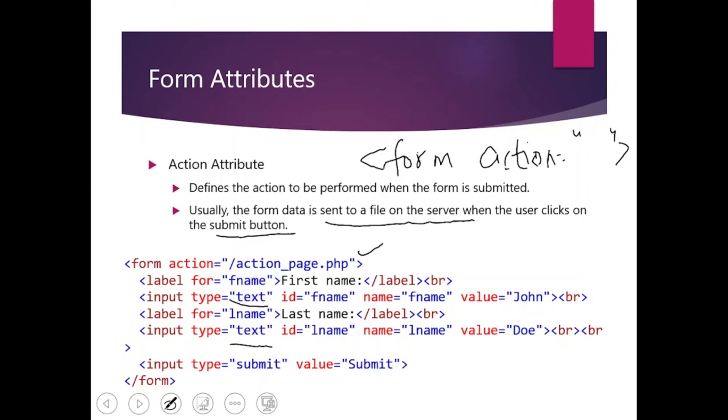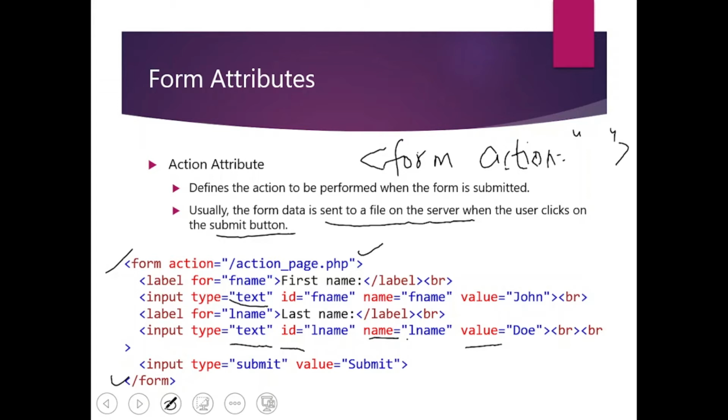Form tag is a container tag, so we need to close the form tag as well, while the input tag is a standalone tag. So we just need to mention input type is equal to. Now for input, it has an attribute which is called type. There's an attribute which is called value. And there's an attribute which is called name as well. Plus you can even give an ID. So you can see ID, name, value. These are a few form attributes.